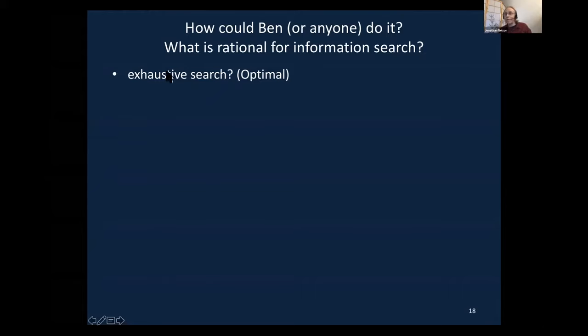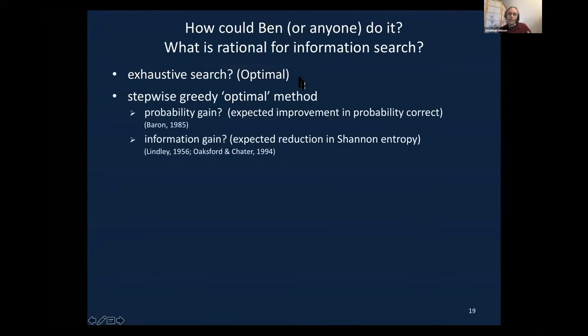One idea would be exhaustive search. So basically, you think of every possible question tree. Technically, that is optimal for this kind of problem if your goal is to figure it out in the smallest number of queries on average. We don't think it's plausible as a psychological model. Another thing you might do is some kind of stepwise greedy optimal method, like trying to minimize expected Shannon entropy in the probabilities of the faces that you expect after each question that you ask.